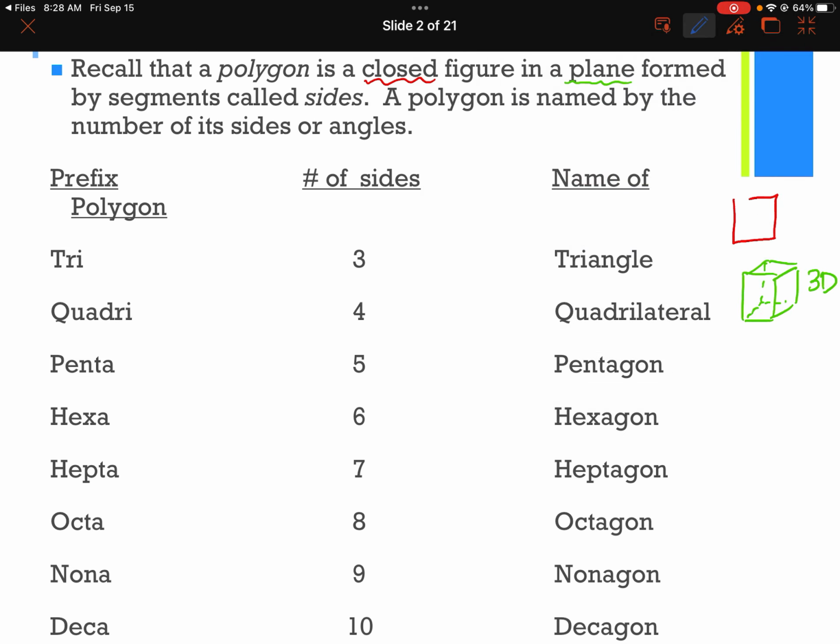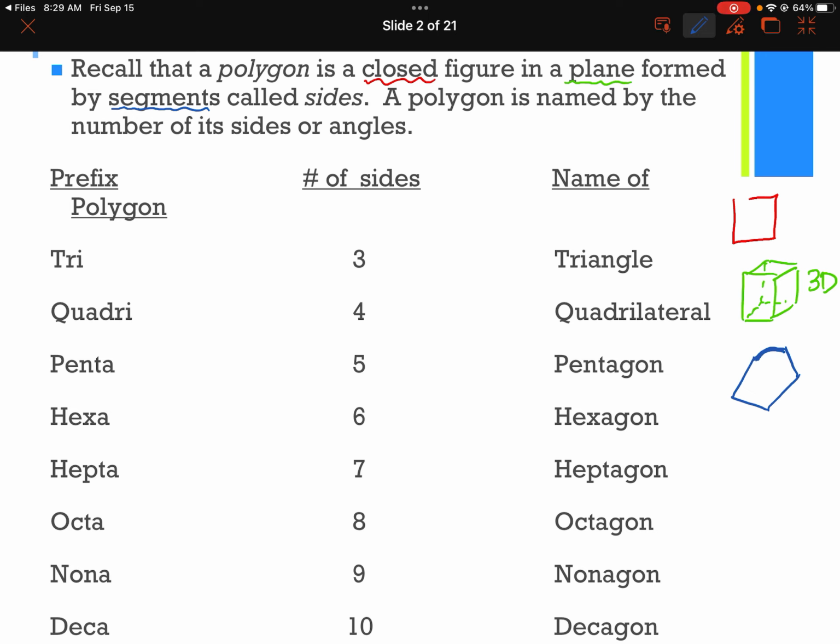Also, the polygon has to be formed with segments. So this figure right here is not a polygon because that last piece right there is not a segment, that's a curve. Okay, so those three examples with those colors, red, green, blue, those are not polygons. Okay, well, what is a polygon?